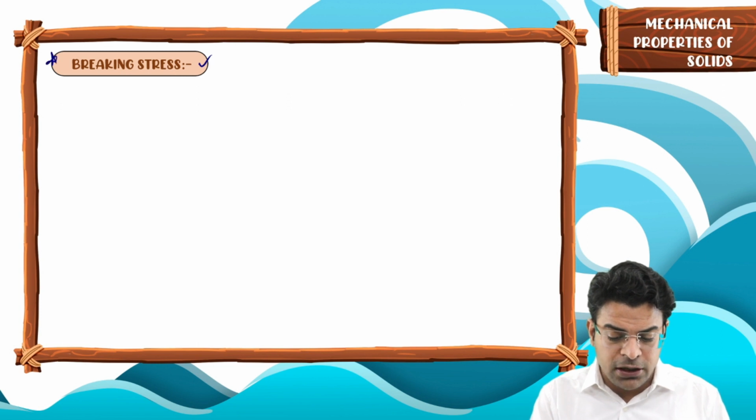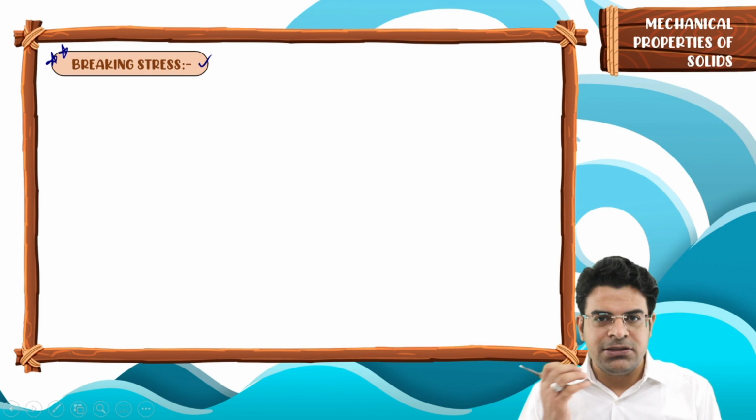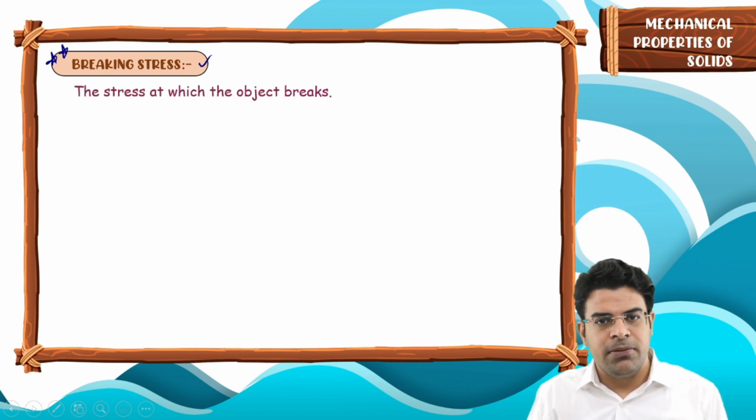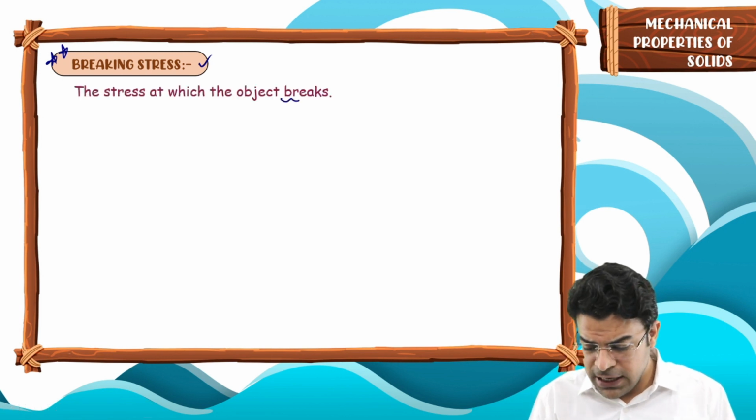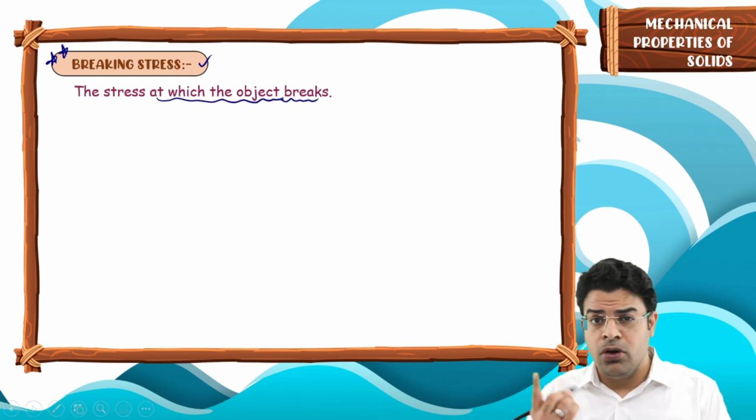This is an important article, small article. Sir, what is breaking stress? The stress at which the object breaks. So that particular stress is called the breaking stress, the stress at which the object breaks.